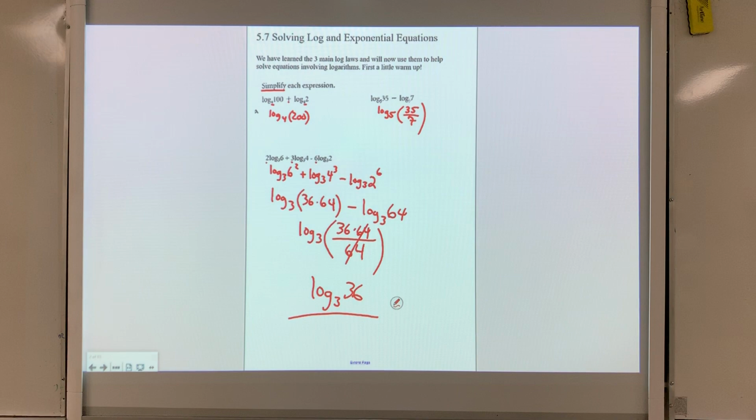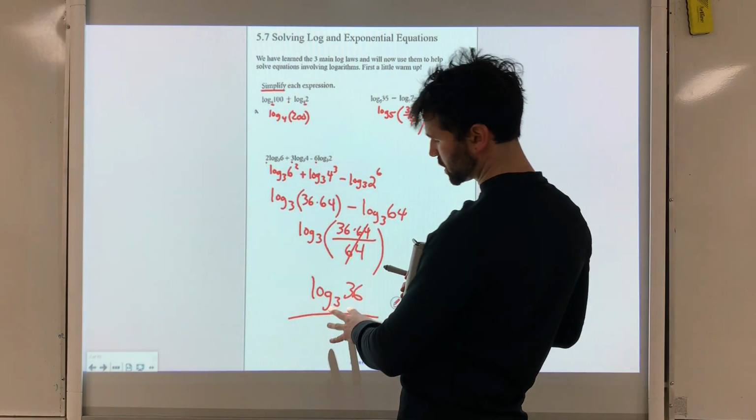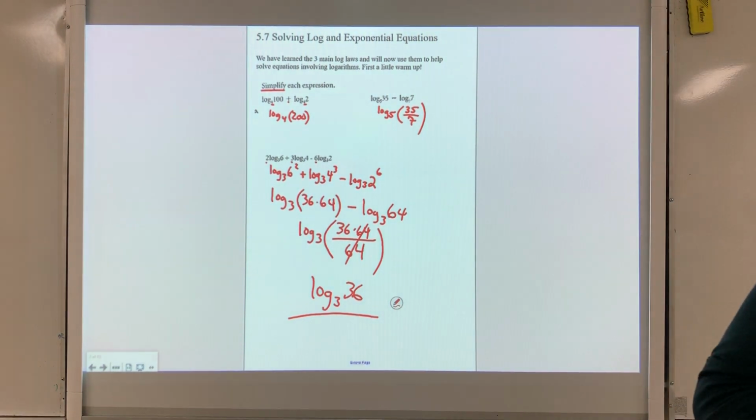Wow, that's a big one. Don't need to go any further because it says simplify, so you simplify as much as you can, you don't need an answer.